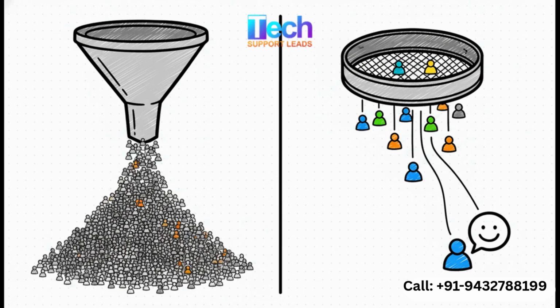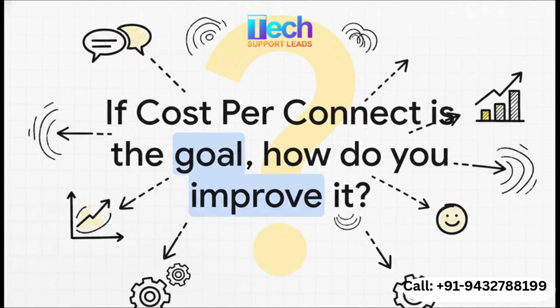So let's put them side by side. CPL is like casting a huge net into the ocean. Sure, you'll catch a lot of stuff, but most of it will be seaweed, old boots, and fish that are too small to keep. Cost per connect, on the other hand, is like using a fishing rod with the perfect bait in exactly the right spot. You might not get as many bites, but the ones you do get are the keepers, the ones you actually want to bring home.